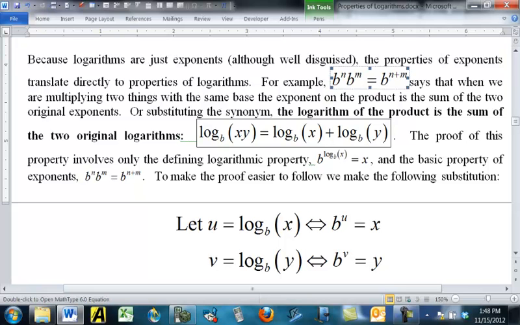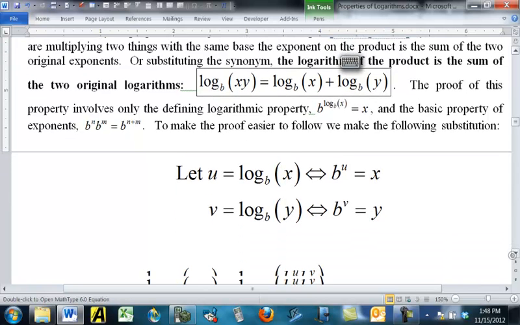Now we are going to use a substitution to make the proof a little bit easier to follow. So we're going to let u be log base b of x. Well, that means if you rewrite that as an exponential, b to the u power is x. And similarly, v is log base b of y, so b to the v power is y. Okay, so with that substitution in mind, let's keep going here.